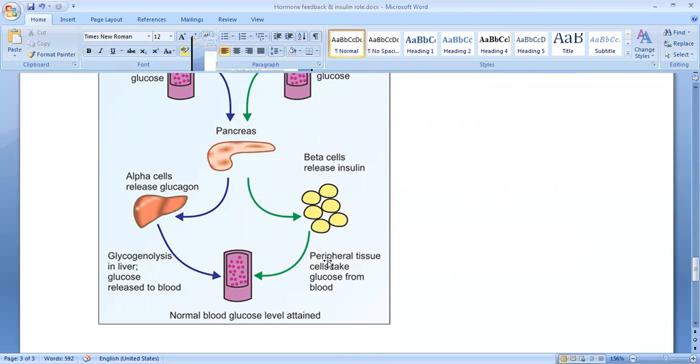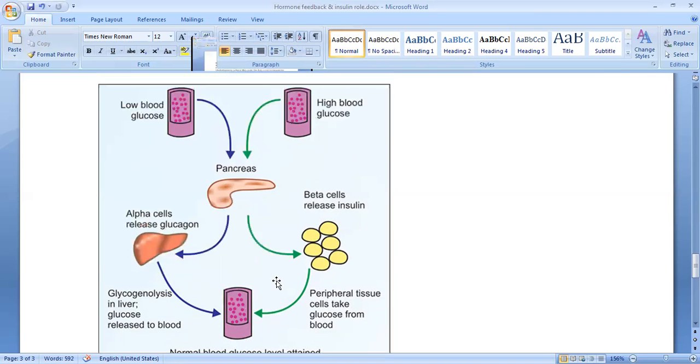Also, it is not shown in this diagram here, but insulin will also promote the uptake of glucose by the liver. The liver will convert the glucose into glycogen and store it there, and because of that, the blood glucose level will become normal. So this is the mechanism. By using glucagon and insulin, the body will regulate the levels of blood glucose.